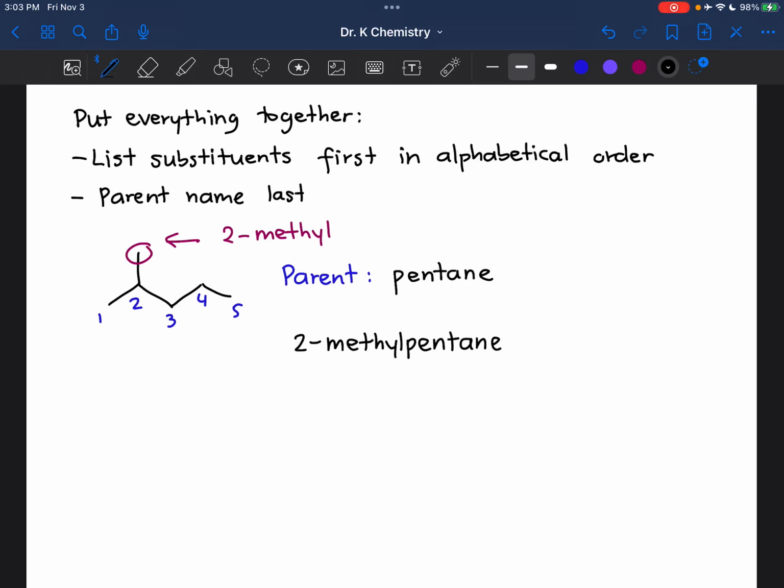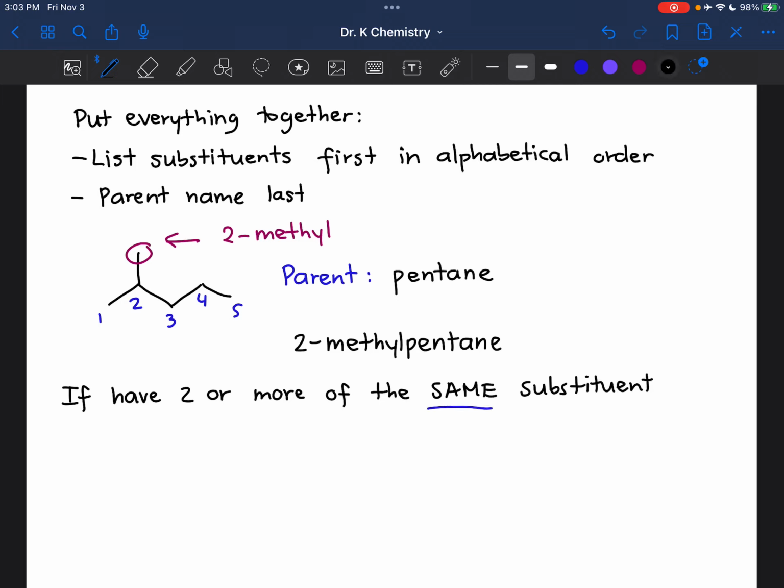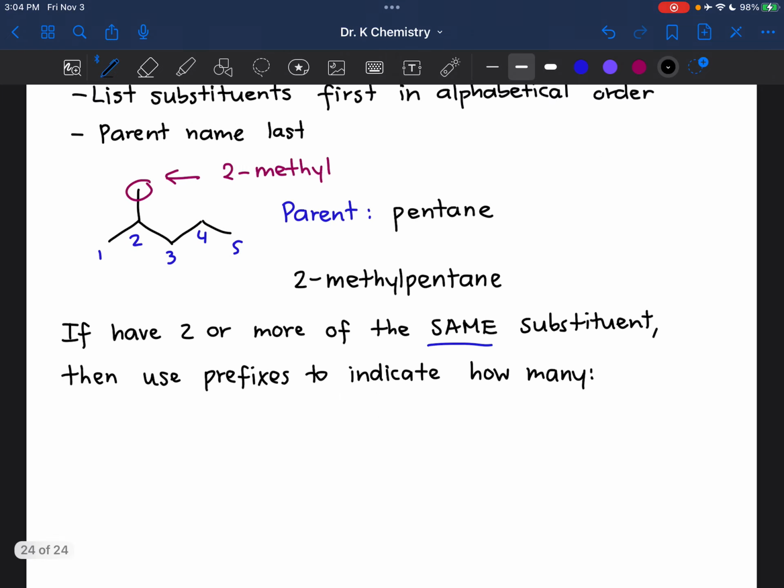Okay, so in this case, we only had one substituent, but most of the time the molecules will be larger and there will be multiples. So sometimes you'll run into a scenario where you have 2 or more of the same substituent. So in this case, if I had multiple methyl groups on a molecule, then we're going to use prefixes to indicate how many of them appear on that particular molecule.